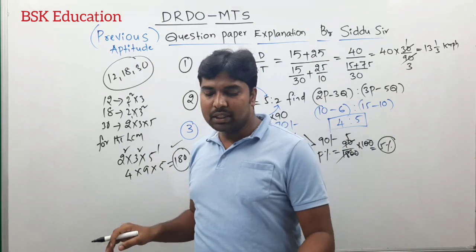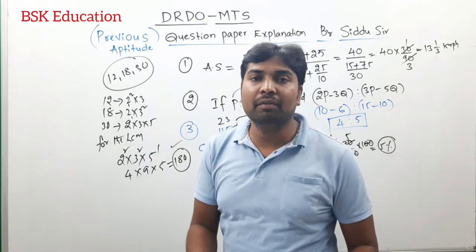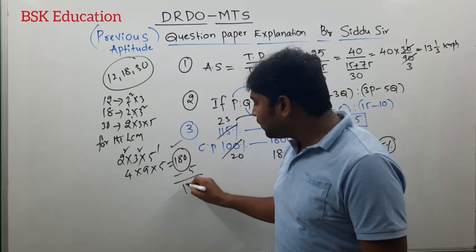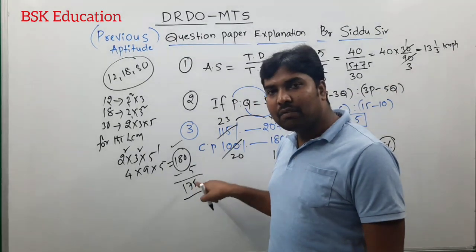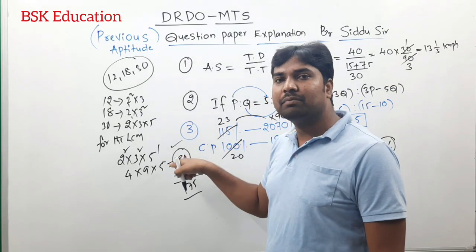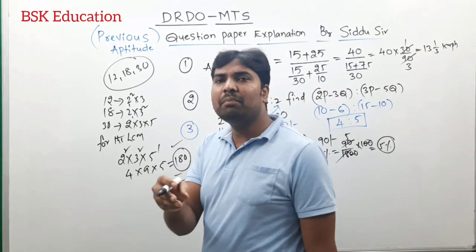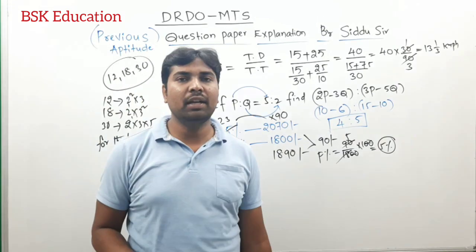But here the question is, what is the smallest number which when increased by 5 is divisible? If we decrease by 5, then the answer is 175. If increased by 5, then 175 will become 180. So the answer is 175. Take the LCM and decrease by 5, and you will get the simple answer.